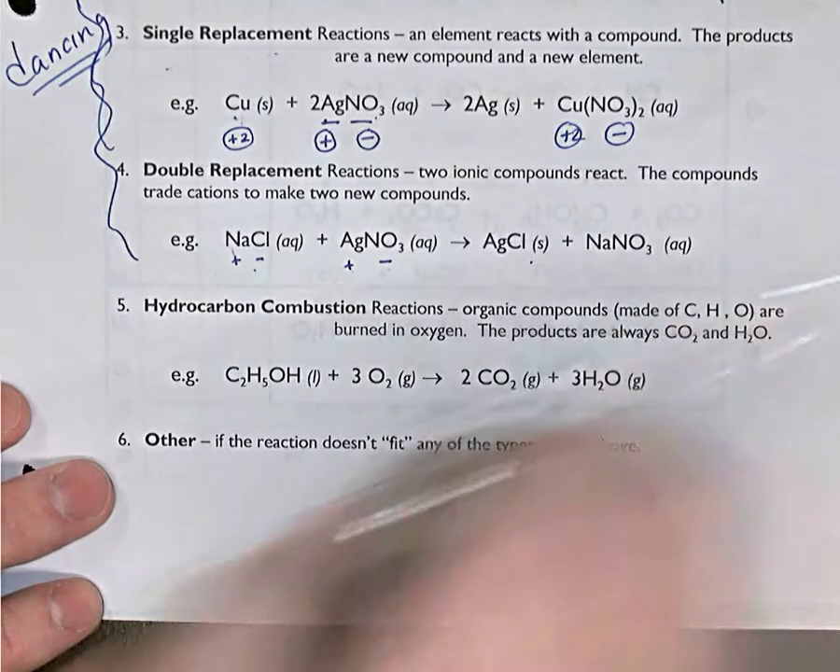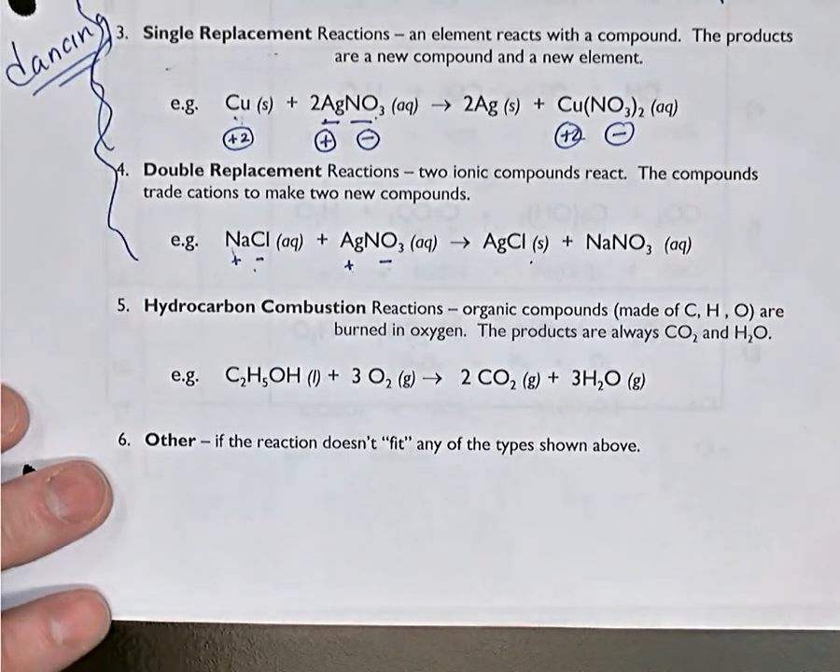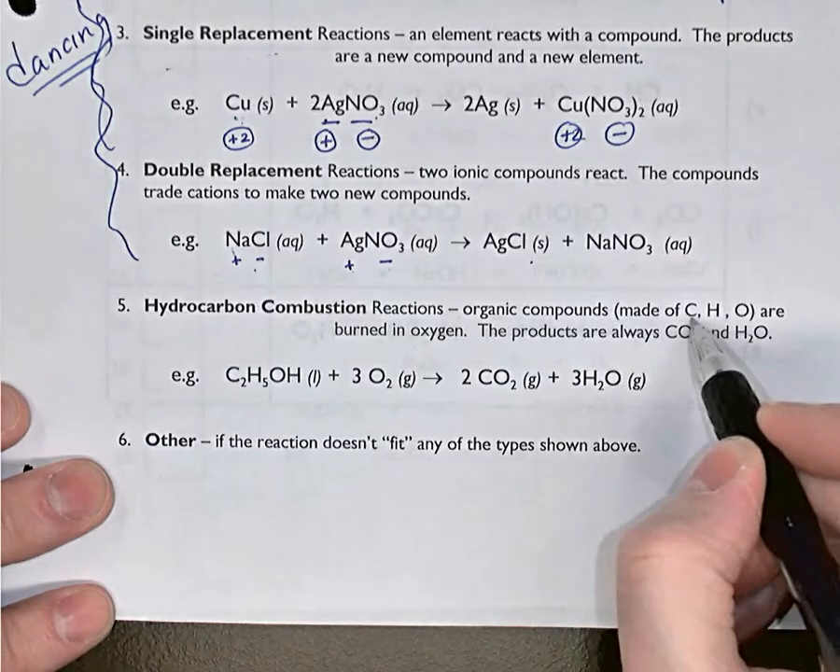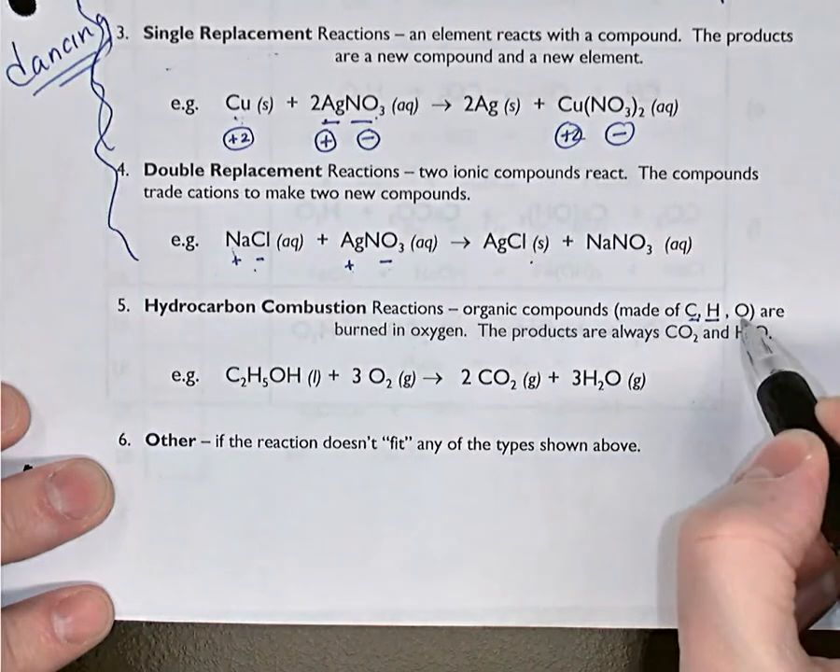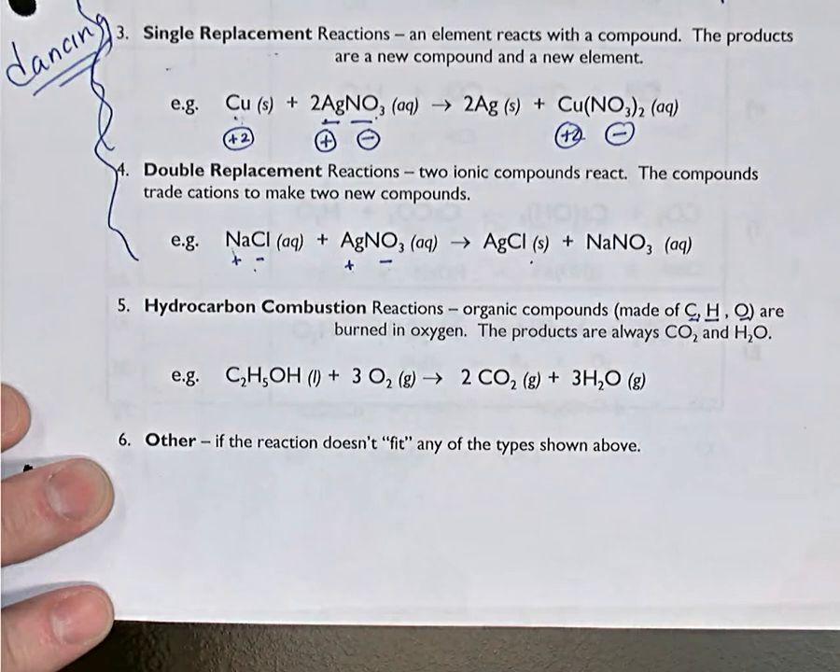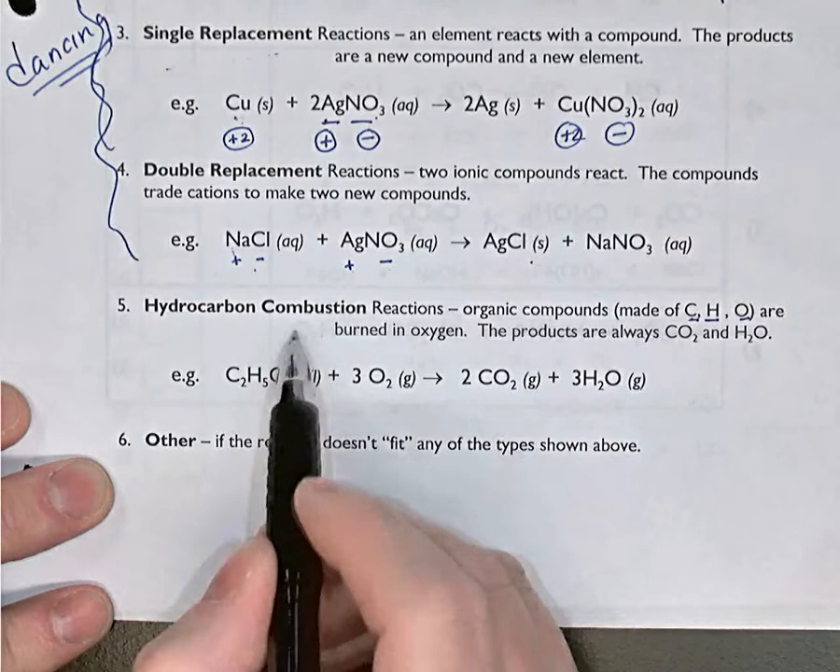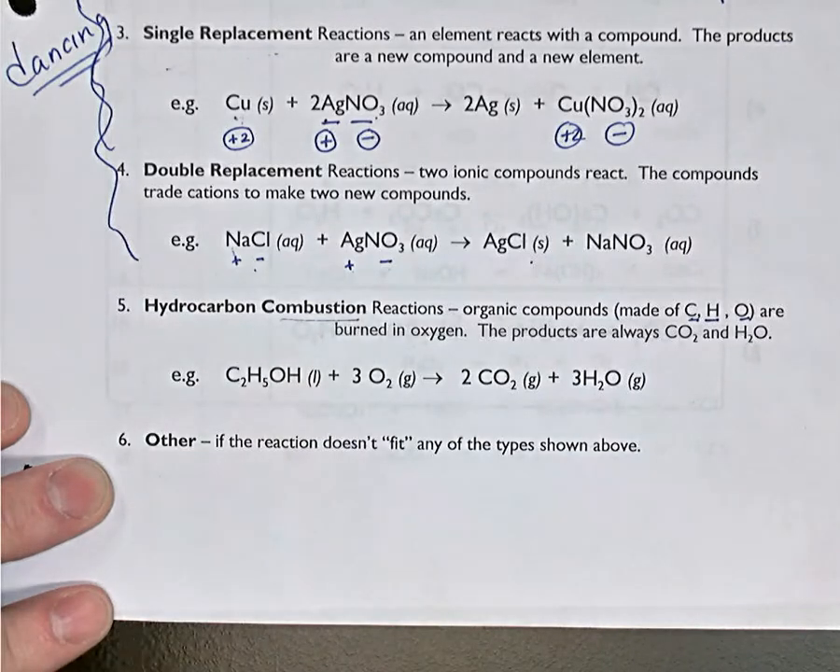The last type of reaction is called a hydrocarbon combustion reaction. Now technically, a hydrocarbon is a molecule made of just carbon and hydrogen. However, in the hydrocarbon combustion reaction, sometimes we'll have compounds with oxygen also. So carbon and hydrogen, or carbon-hydrogen with oxygen. For this purpose, we'll consider those all to be hydrocarbons. And combustion means burning. To burn something, you have to chemically react it with oxygen.